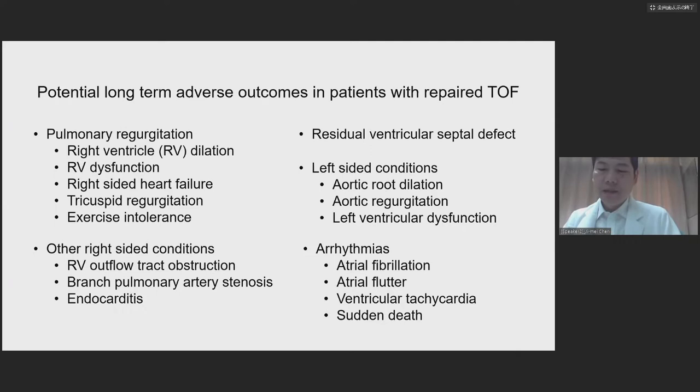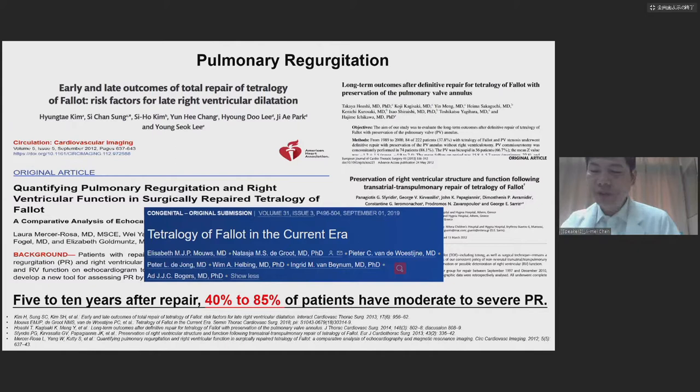However, the long-term adverse outcomes in patients with repair of Tetralogy are pulmonary regurgitation, residual VSD, and right ventricular outflow tract obstruction. Patients who underwent surgical Tetralogy repair, especially with a transannular patch strategy, may develop varying levels of pulmonary regurgitation. Studies from different institutes show that 5 to 10 years after Tetralogy repair, 40% to 85% of patients have moderate to severe pulmonary regurgitation.